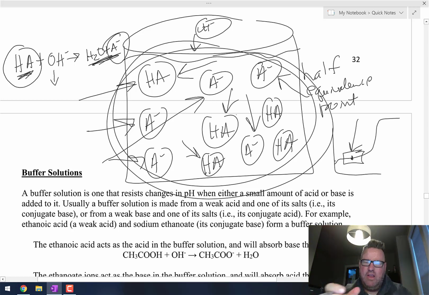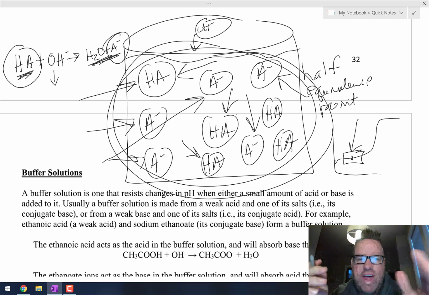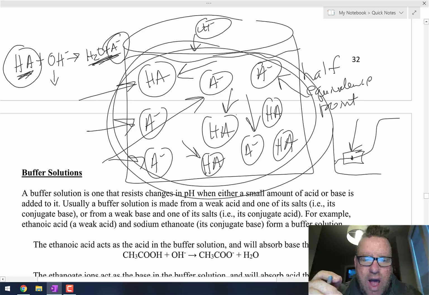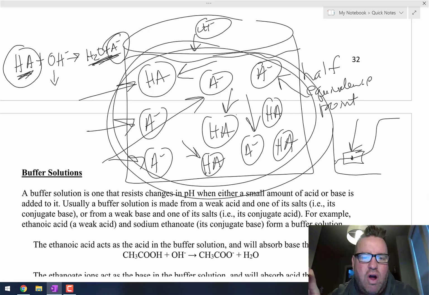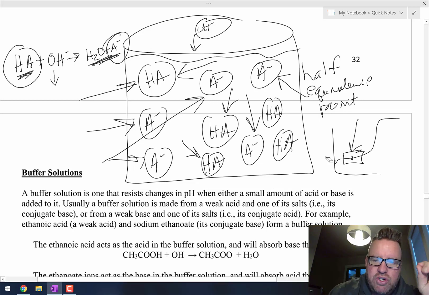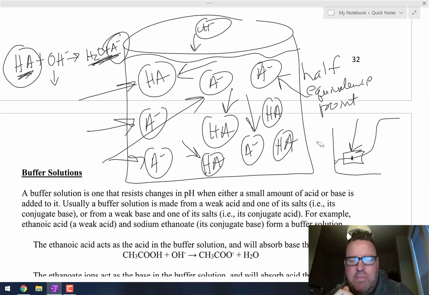Anytime you add an acid or a base to a buffer solution, all of that acid and all of that base gets used up until you reach what's called the buffer capacity. Basically, it's going to get used up until either all of that acid or all of that base is gone, and then you're going to see a drastic change in the pH. So buffers are solutions where half of it is an acid component and half of it is a base component.